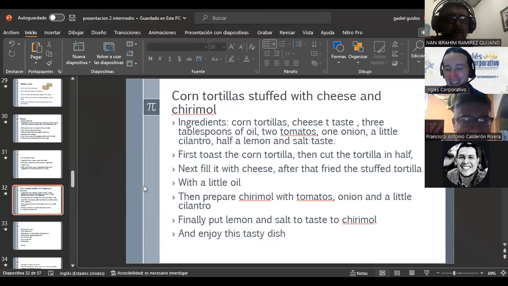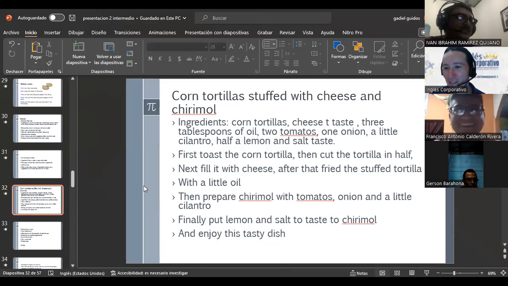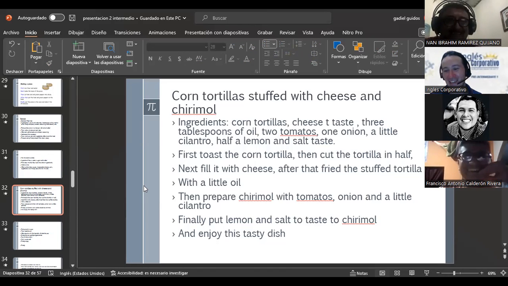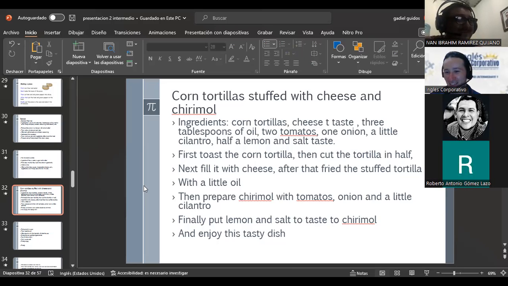Excellent. Bueno. Pupusa con sopa at the end of the course. At the end of the course, yes, that would be good. Pupusa de birria.